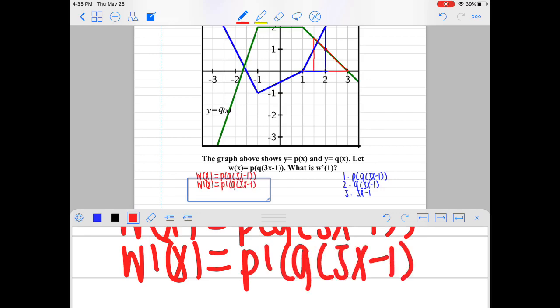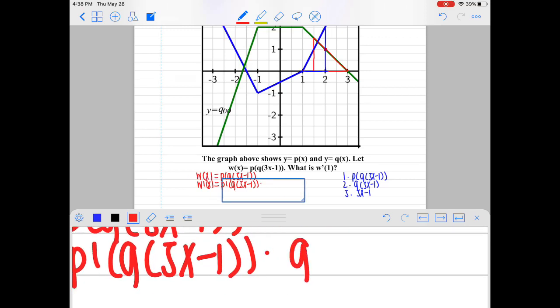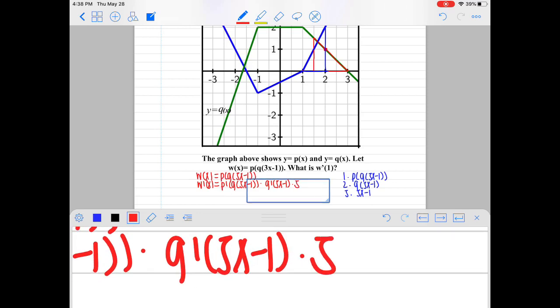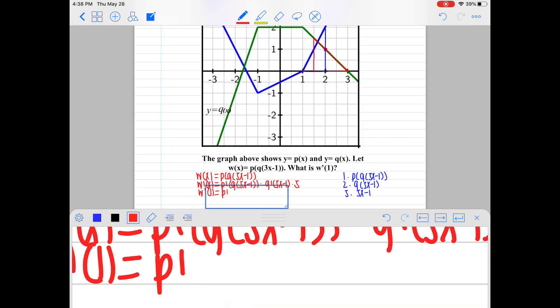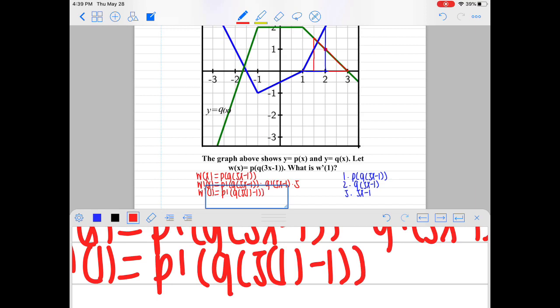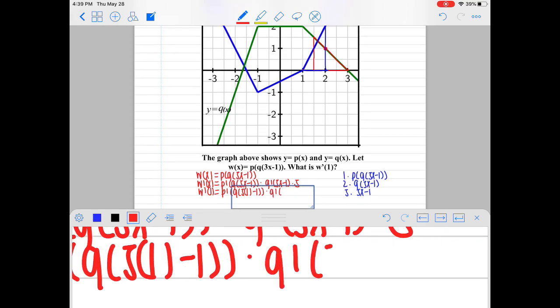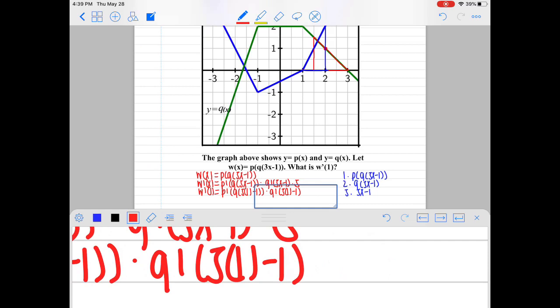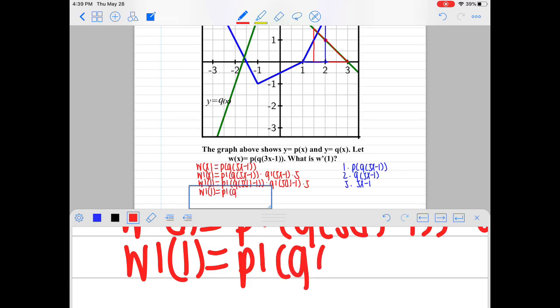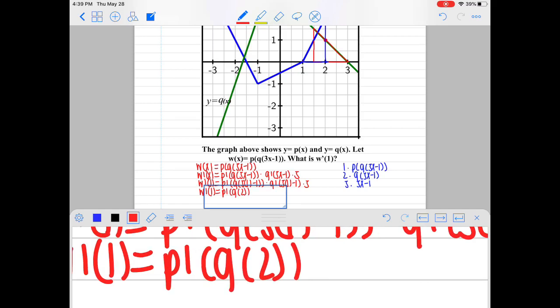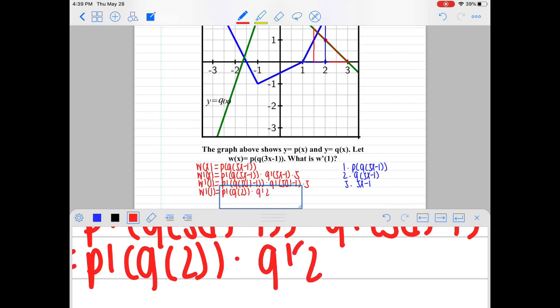So the derivative of the first function is p prime of q of 3x minus 1. The derivative of the second function is q prime of 3x minus 1, and the derivative of the third function is just 3. And it's asking us to find w prime of 1, so we're just going to plug in 1 for all of the x values here, and that is going to give us p prime of q of 2 times q prime of 2 times 3.